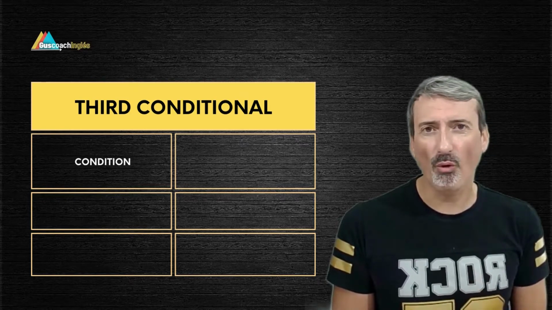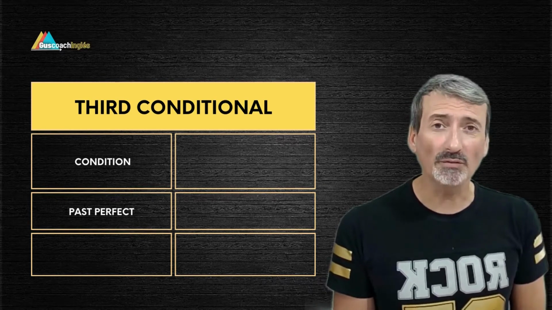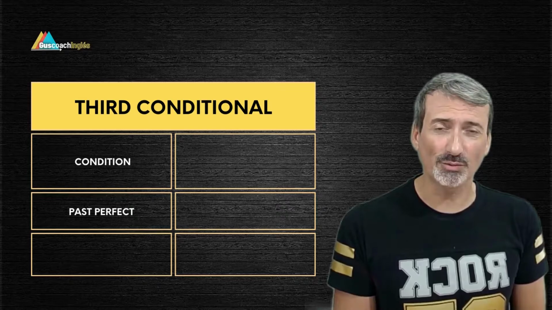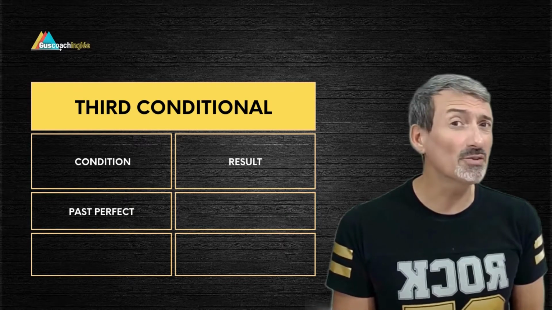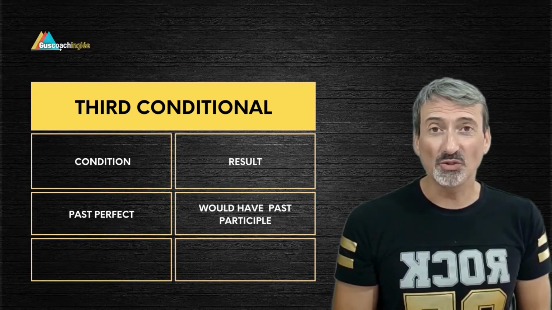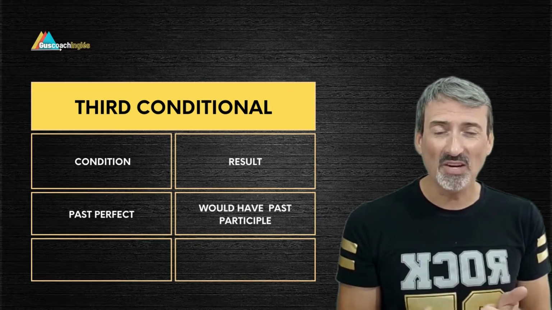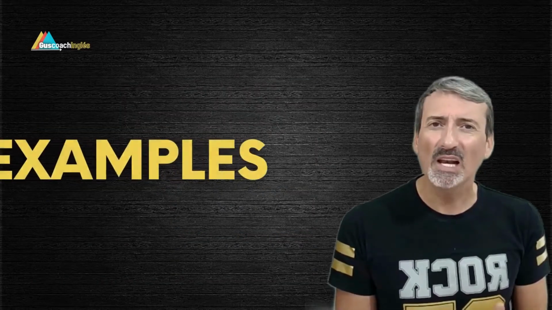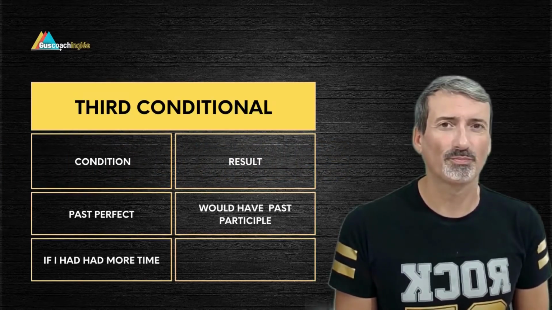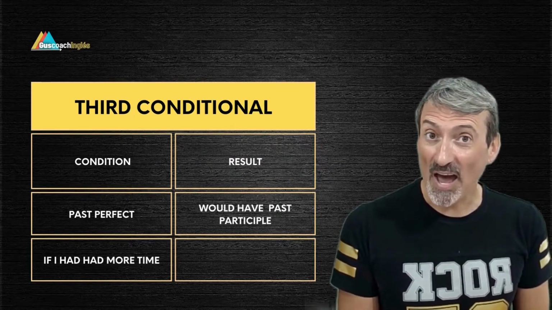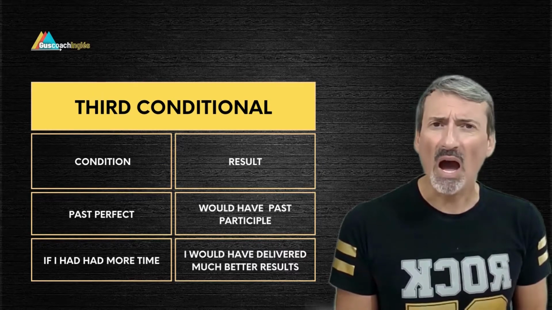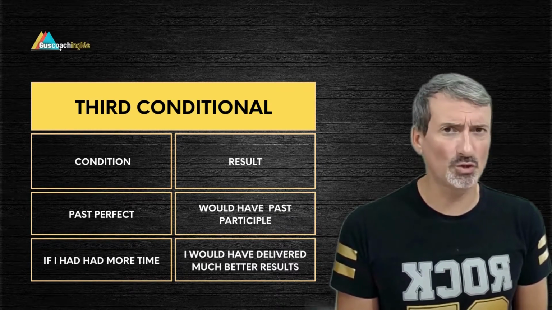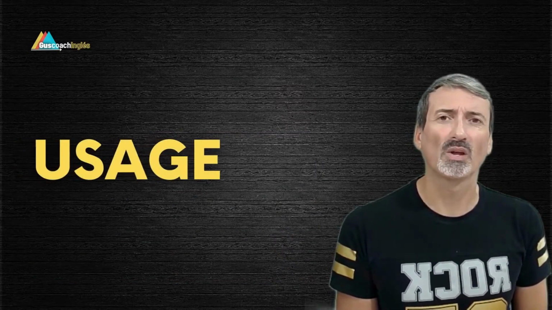First, the formula. In the condition or the if clause, we have to use the past perfect, whereas in the result, we have to use would plus have plus the verb in the past participle form. Let's see some examples. If I had had more time, I would have delivered much better results.